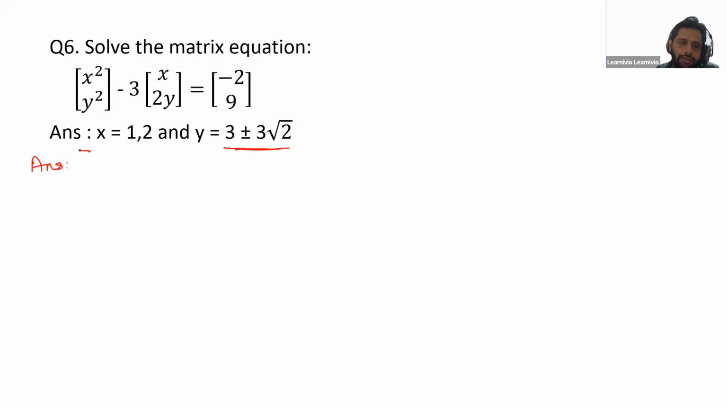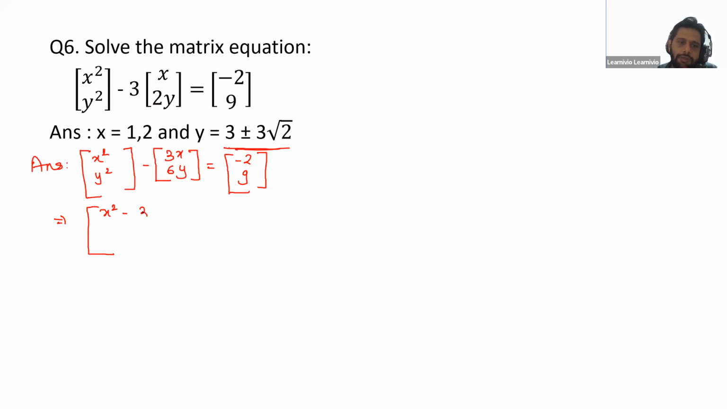So first of all, we have here x square, y square. Okay. Then we have minus 3 into this. So we will get minus 3x and 6y. Okay, this is equal to minus 2. And now subtract these two. So you will get x square minus 3x and y square minus xy.